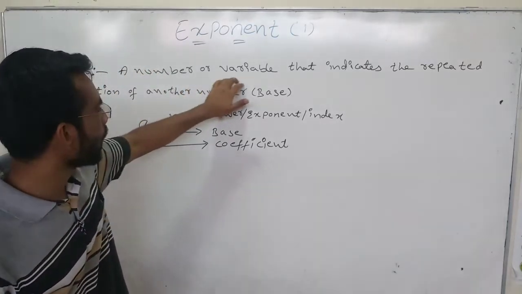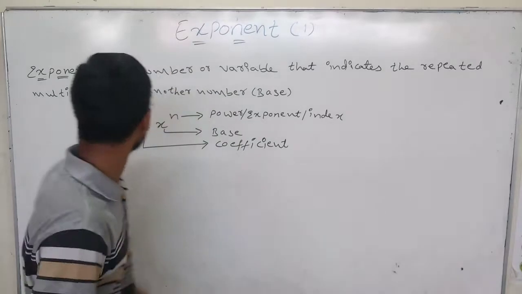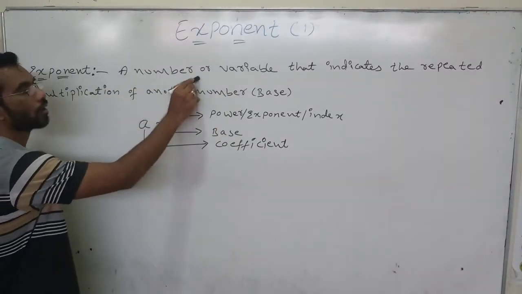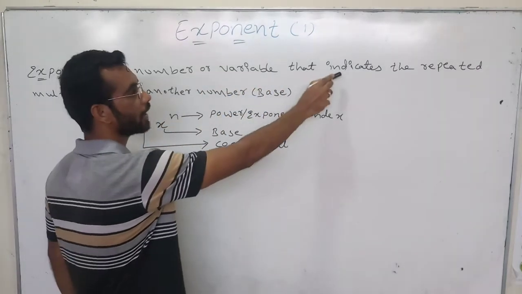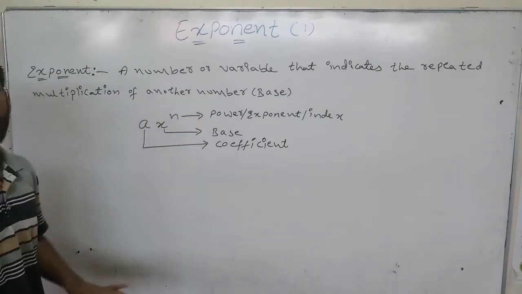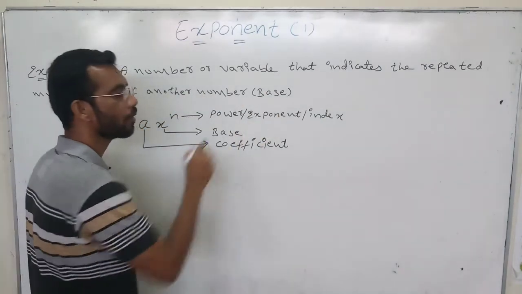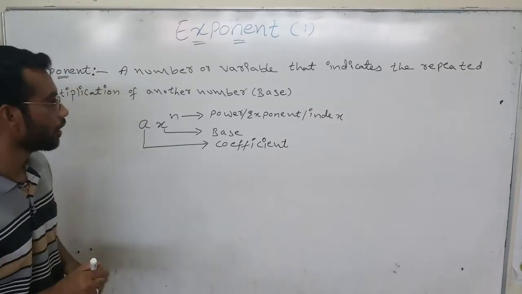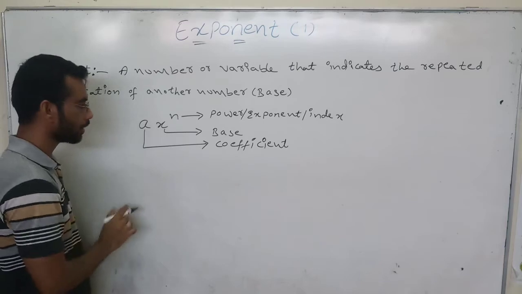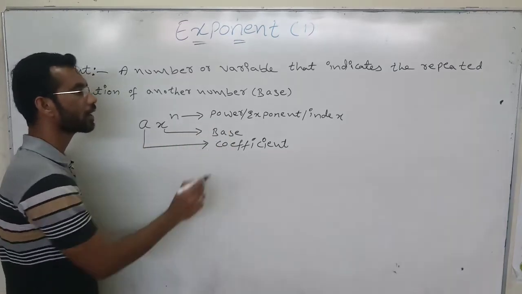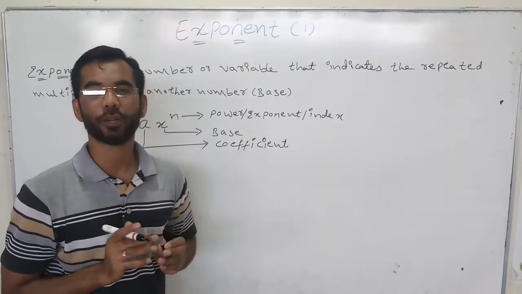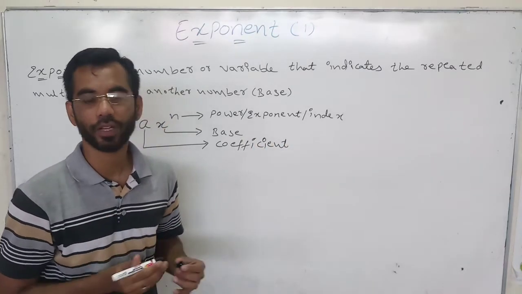A number or a variable that indicates the repeated multiplication of another number. That other number is called the base. Now see, this one is the base. This one is the coefficient. X is the base, and n is called the power, index or exponent. Whatever we can use, you can use.